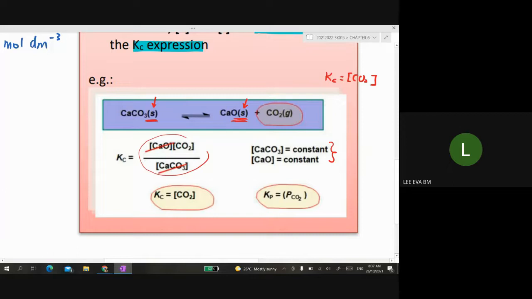Very easy, straightforward. But you must make sure your phases are correct. So whenever you see S or L, solid or liquid, ignore. You just ignore. Okay, so this one is your Kc expression. Is there any questions related to this one? Kc, yeah? Now we are talking about Kc. Any questions? Can you understand? Yes, madam. Later we will try again to confirm whether you understand or not.